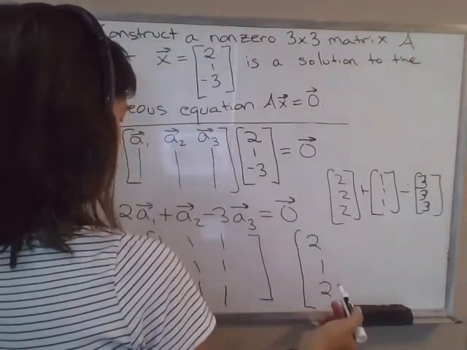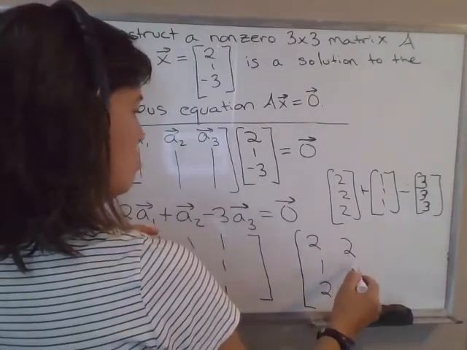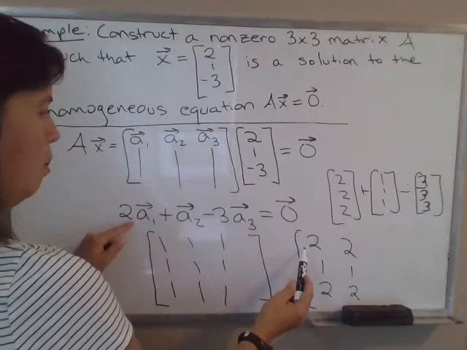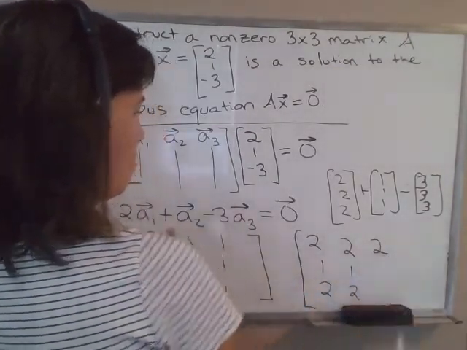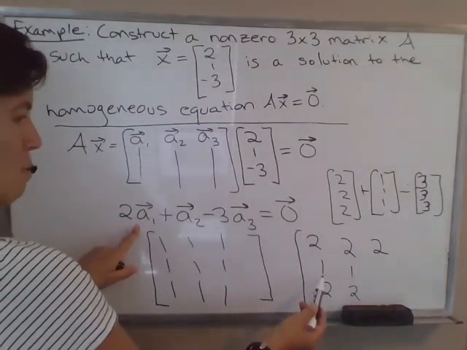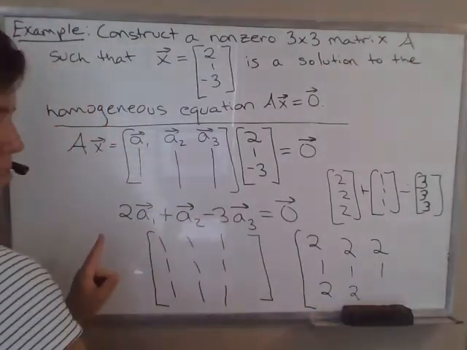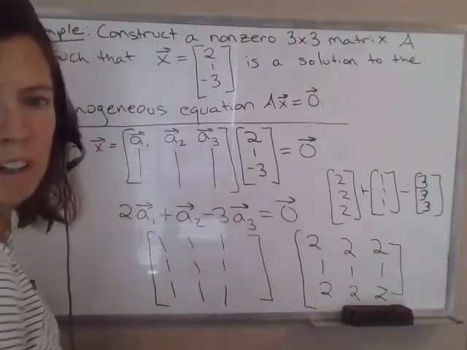Or I could do 2, 1, 2. I don't know why you would; I'm just making things harder on myself. But if we did 2, 1, 2, that would give me 4 plus 2 is 6, and if I do 2 here, that'd be minus 6, so that'd be 0. And then 2 times 1 is 2, plus 1 is 3, minus 3 times 1, so that'd be 0. So here's another way to make it work.